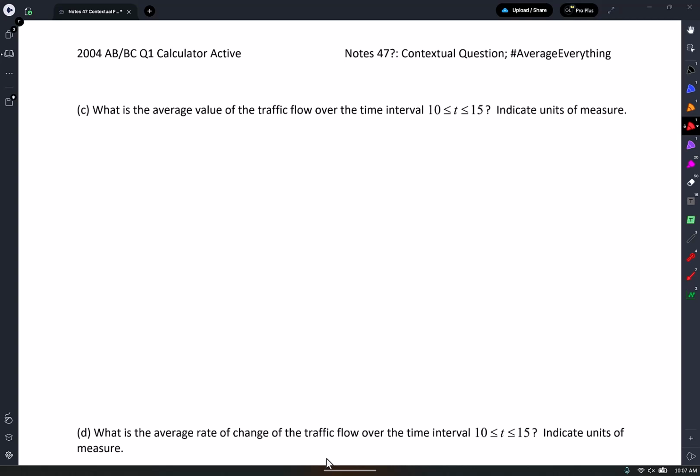I think it's easy because we just did average everything yesterday. The average score on this was not a super high one, but we just did average everything yesterday. So look what it says, letter C. What is the average value of the traffic flow? We gave traffic flow a name. What do we call it? F. So what is the average value of F, capital F if you want to call it capital F since that is the name of it, over the time interval 10 to 15? Indicate units of measure.